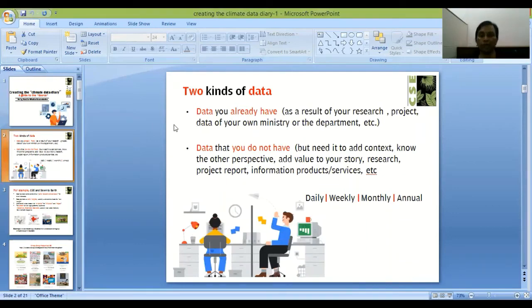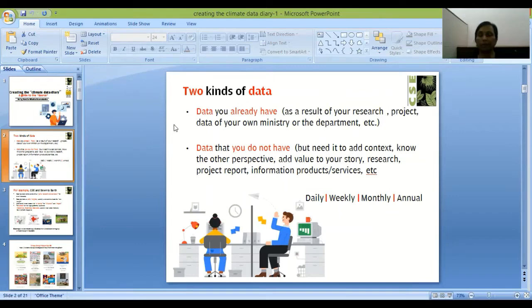I'm sure most of you will agree with this, that all of us have two kinds of data with us. The first kind of data that we have is the work that we have done and the data that has come out of that work. For example, if you're a researcher, you have your own data that has been generated. If you're working in a government department, you have collected data from your field reporting, from your field work. If you're a project officer, you have data that has come out of your project reports.